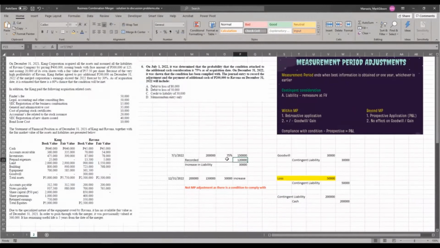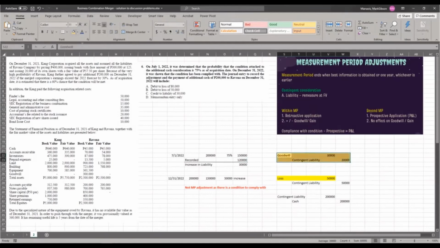Ngayon sinasabi, 75% daw dapat. No? So should be is 150,000. Ang recorded is 120,000. So we have to increase it by 30,000 pesos. So debit goodwill, credit contingent liability. Kaya nga sinasabi natin retroactive application kasi it will impact the recorded goodwill.